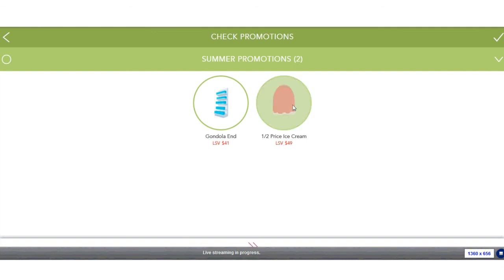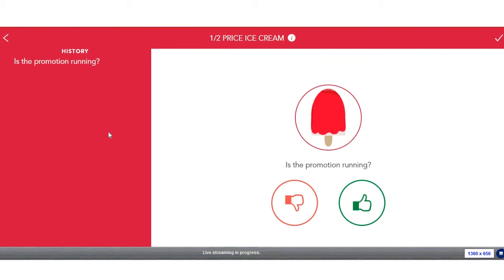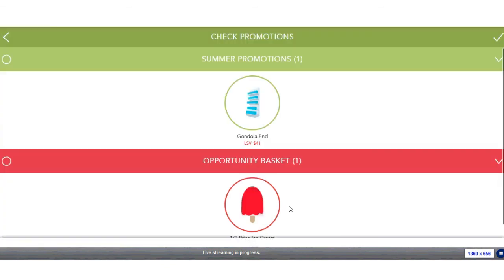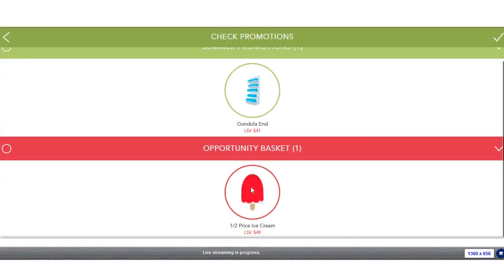So let's check half-price ice cream in this particular store. Let's follow the process. It's going to ask me, is the promotion running? We're going to say no. We haven't found it when we've walked into store. And it's going to put it in my opportunity basket, ready to come back when I've finished everything else that I need to do in this particular section.